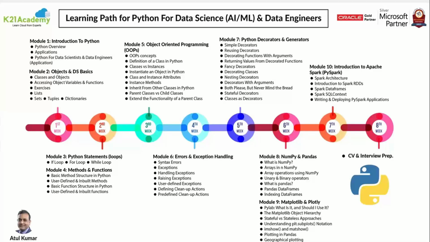In weeks 5 and 6, you'll be dealing with generators, and then how to use NumPy, Pandas, Matplotlib, and Plotly. These are some of the libraries that you need when you're trying to start off with data science. Finally, in week 7, you will be introduced to big data, that is, how to use Apache big data technologies. In week 8, we'll be walking you through how to build your CV, interview preparation, and all of that.